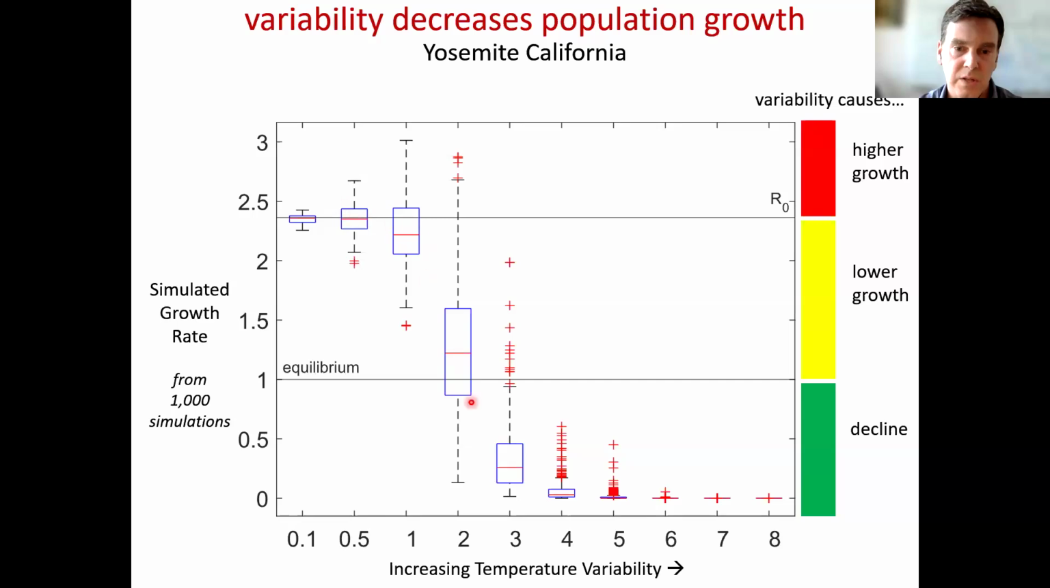And pretty soon, once you get to moderate levels of variability, the R0 value, which we have over here, that R0 value crashes, right? And so in Yosemite, at least, if all the other aspects of lanternfly survival are met, just a little bit of climatic variability could cause those populations to crash.